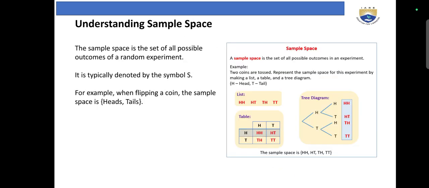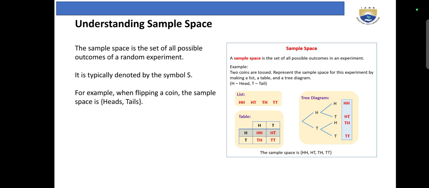Understanding sample space. Sample space is the set of all possible outcomes of a random experiment. It is typically denoted by the symbol S. For example, when flipping a coin, the sample space is head and tail. Sometimes it will be head and sometimes it will be tail, but we can't decide which. Sample space is the set of all possible outcomes of an experiment.